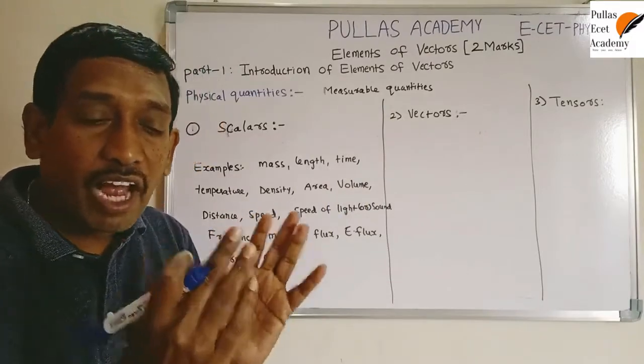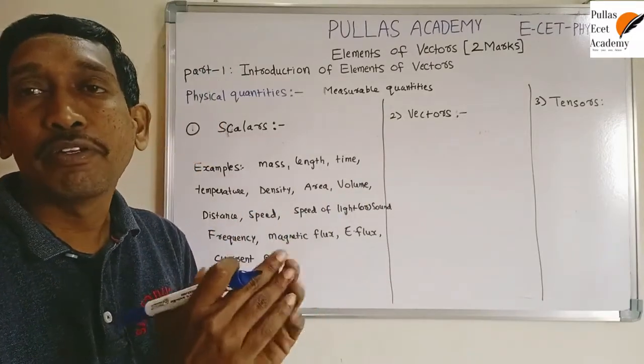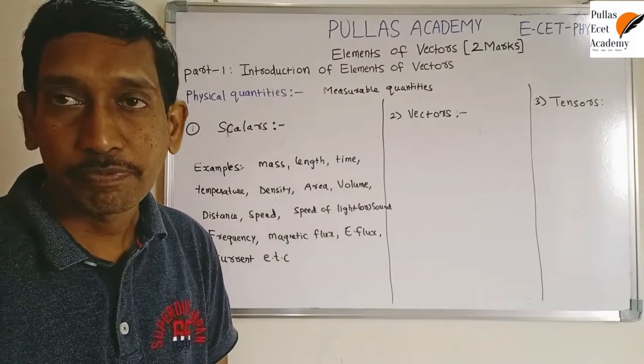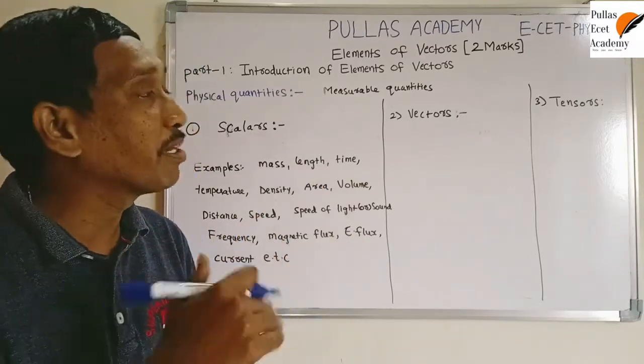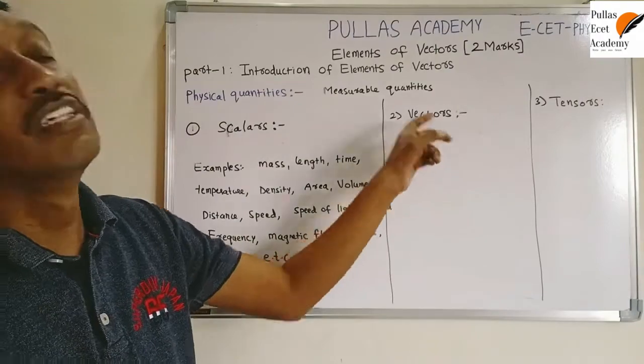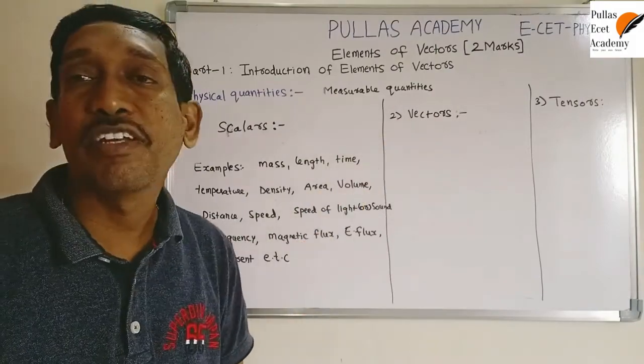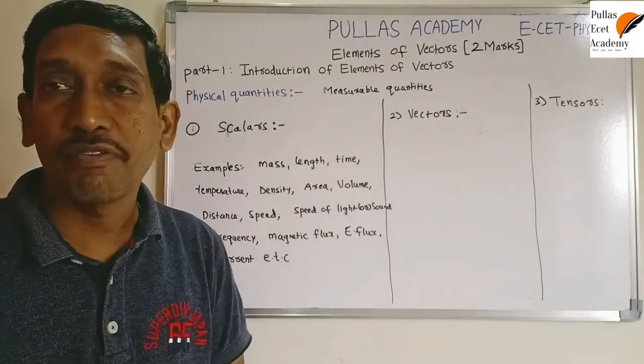If they have not magnitude and direction, they are not vectors. If they have magnitude and direction but it does not obey the laws of vector addition, they are also not considered as vectors. These are called vectors.